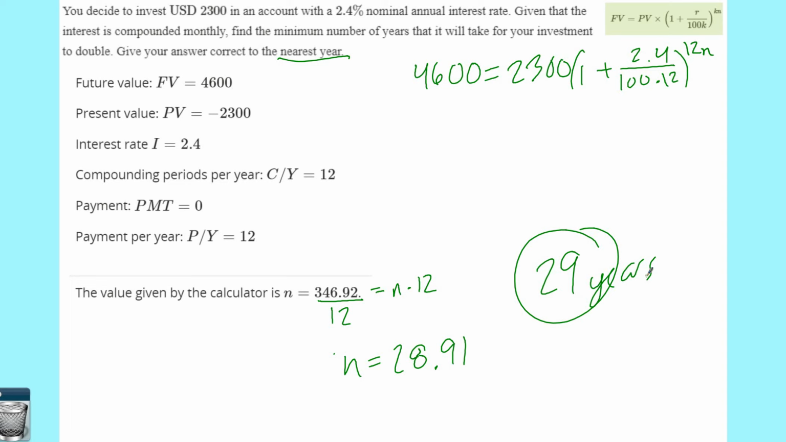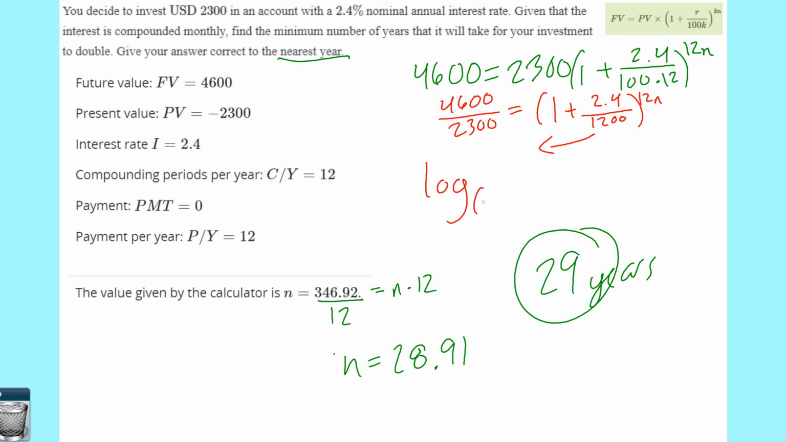If you don't have that application, you can do it by logs. So you get 4,600 over 2,300 equals 1 plus 2.4 over 1,200, to the 12n. Then to get rid of this base, that's the base, the 12n is the exponent. To move that exponent, we move it into log form. So it's going to be log base this growth number of, the argument here would be 4,600 over 2,300 equals 12n. So then you would get this answer on your calculator and divide it by 12.